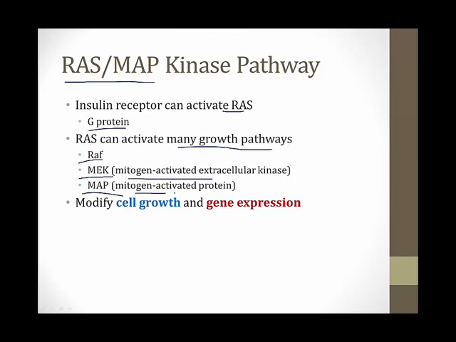MAP is for mitogen activated protein. You probably don't need to know all of these, and we don't even understand exactly what they all do. But the net result of activation of the RAS-MAP kinase pathway is that this modifies cell growth and gene expression, and this is probably the major role of this pathway when it is activated by the insulin receptor.